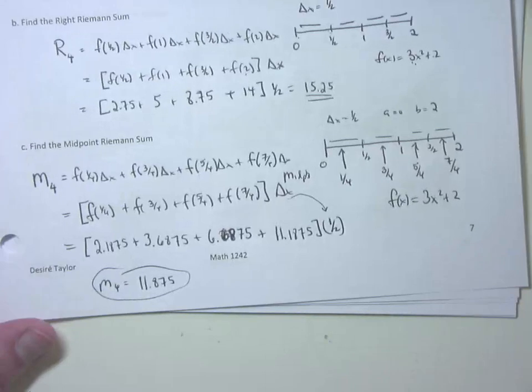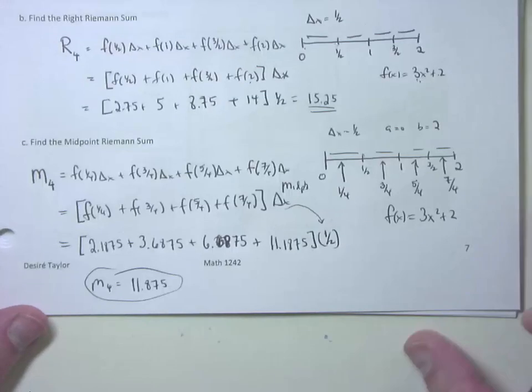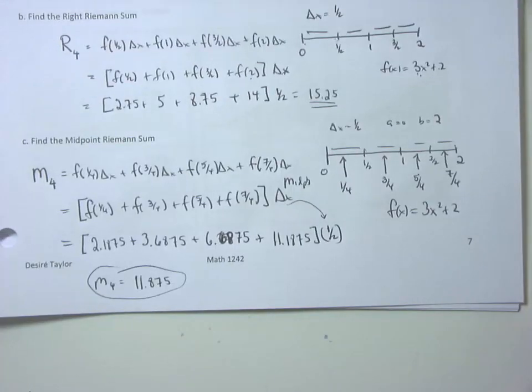Not directly in the middle, it's going to be based on the curvature here, but I know I got it right. These are things where you double check your math, make sure you didn't make careless errors. But 11.875 is the midpoint Riemann sum, which is a better estimate of how much area is truly under the function 3x squared plus 2, between that function and the x-axis, between 0 and 2.